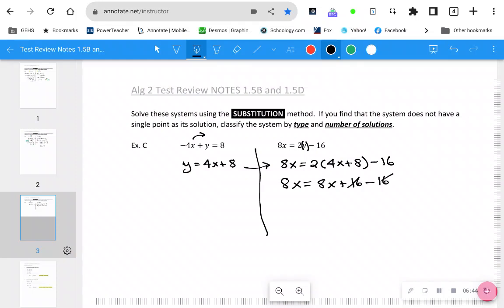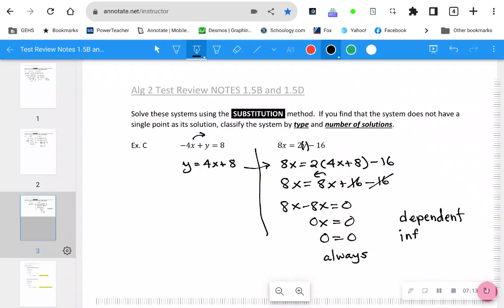So these y's cancel, and if I bring that over the other side, I get 8x minus 8x equals 0. Collecting my like terms gives 0x, and you end up with 0 equals 0, which is always true. And if it's always true, we have a dependent system. These systems are really the same line twice, and they have an infinite number of solutions. So we say infinitely many solutions. And there's the abbreviation you guys can use.